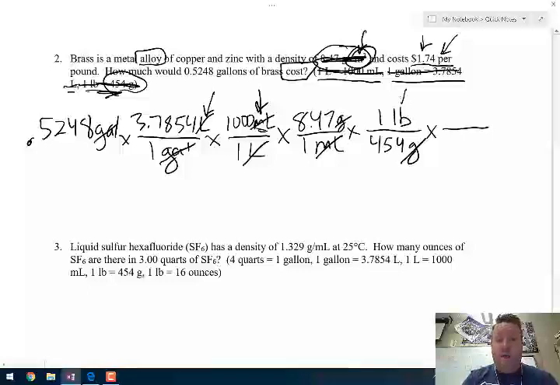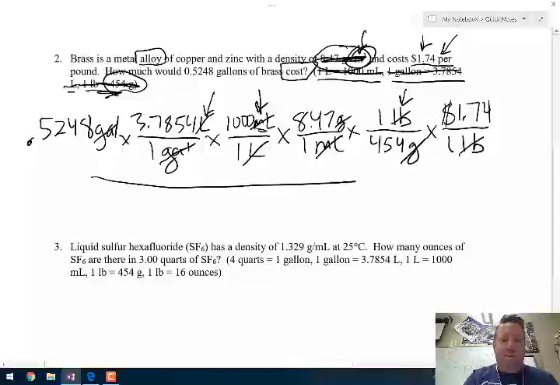So if I have pounds on the top here, 1 pound on the bottom equals $1.74. And now again, my pounds have canceled, and everything is canceled from the beginning all the way to the end, except for my dollar sign right here.